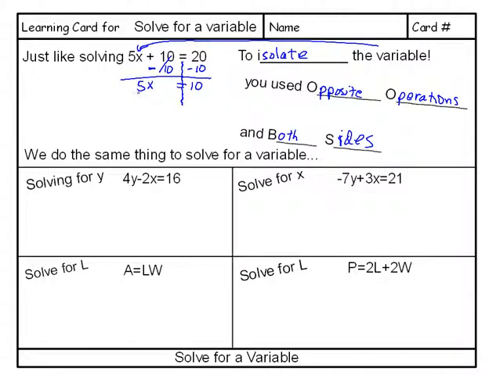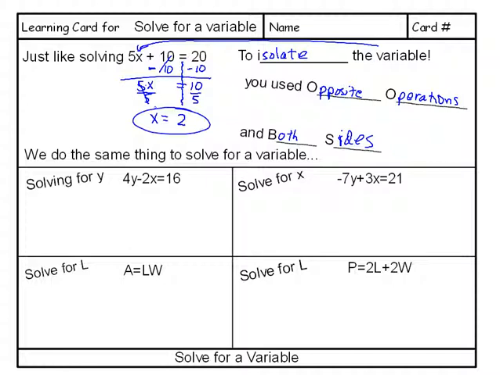Then I'm going to do opposite operations. This is 5 times x, so I'm going to do divided by 5. So I'm doing the opposite. That reduces it to 1 or cancels that out, and x is equal to, and I have to do it to both sides, so 10 divided by 5 is 2. My value is 2 for x. Now you guys knew that.